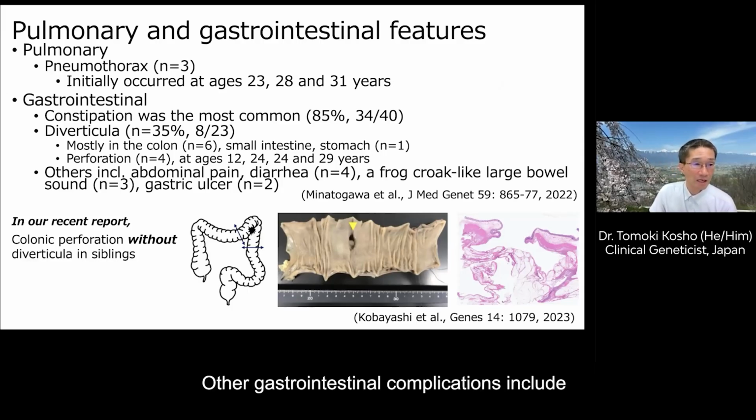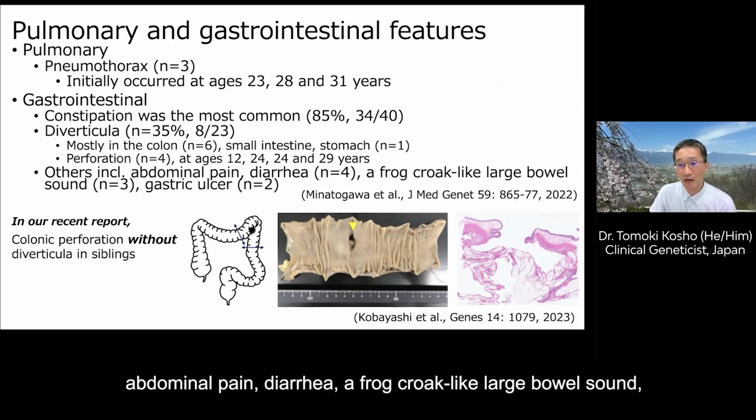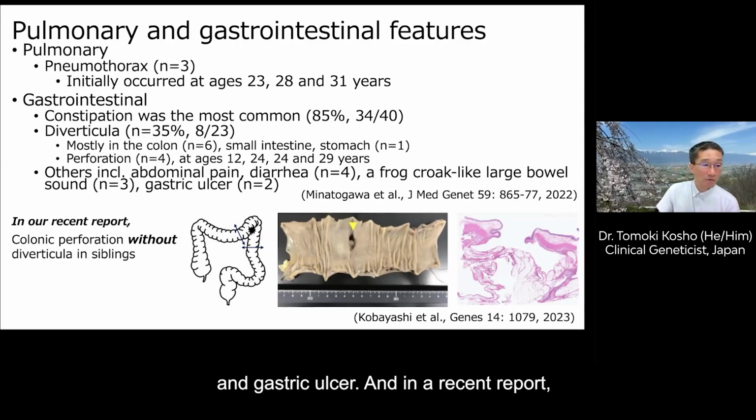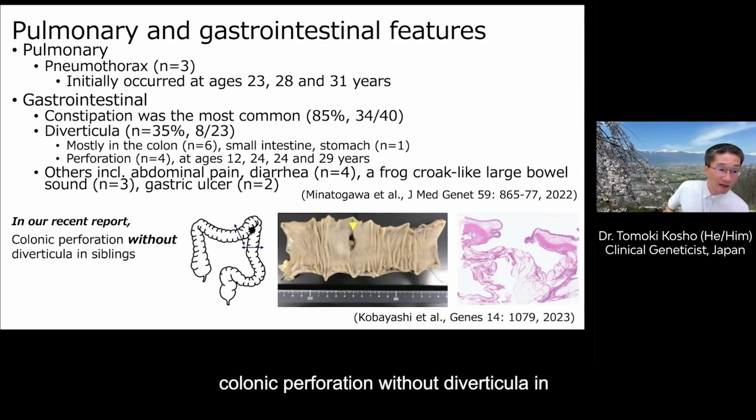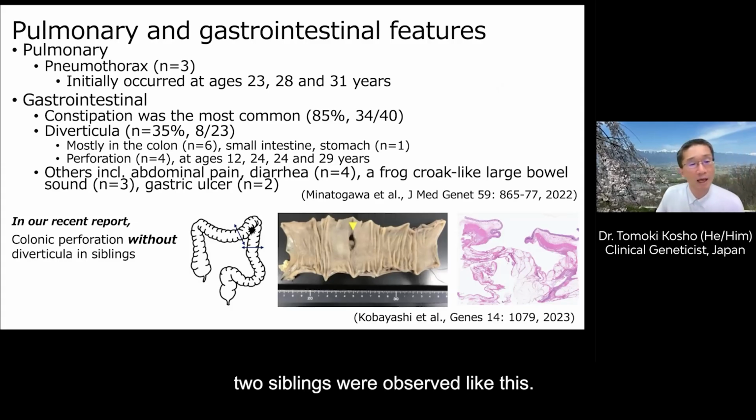Other gastrointestinal complications include abdominal pain, diarrhea, a frog croak-like large bowel sound, and gastric ulcer. And in a recent report, colonic perforation without diverticula in 2 siblings was observed.